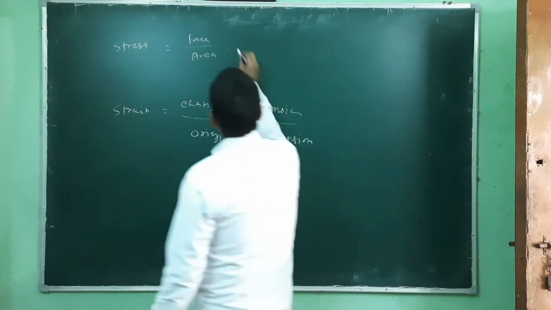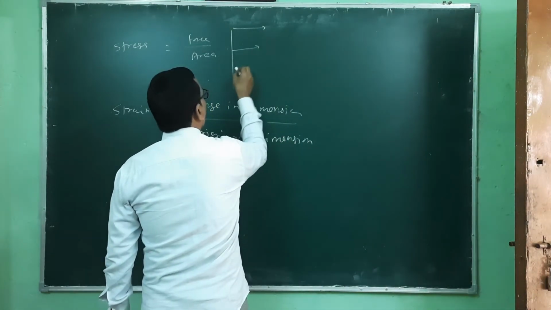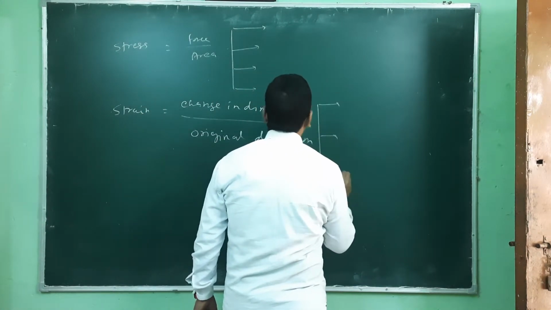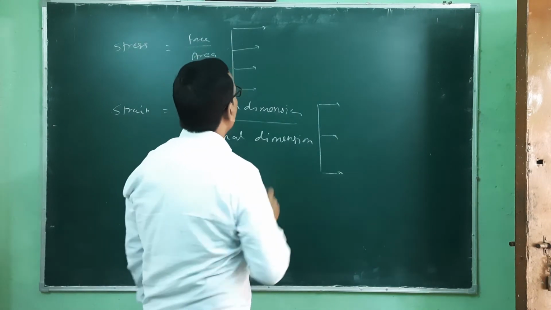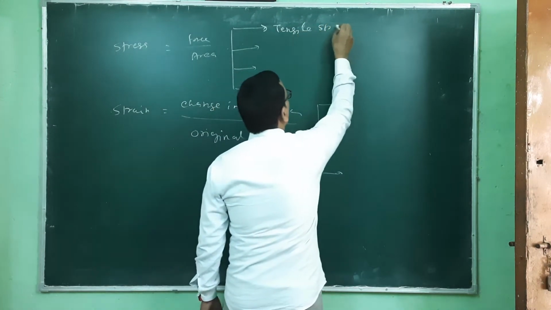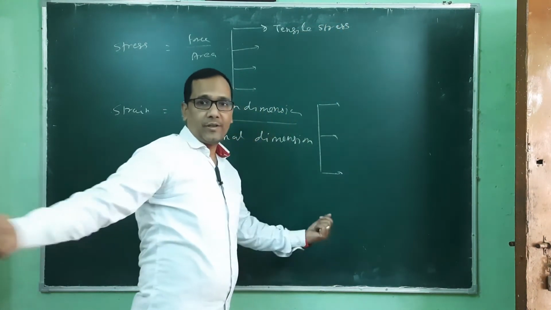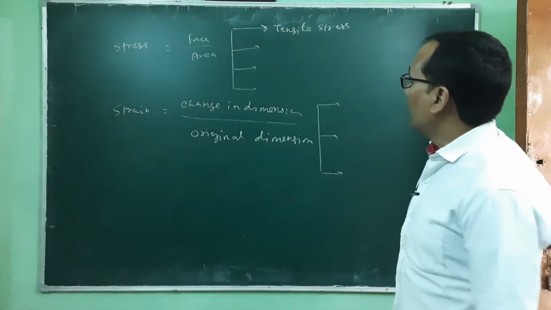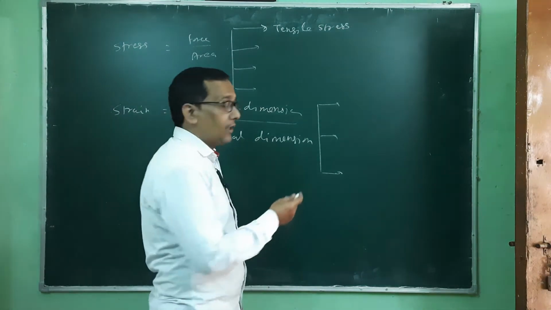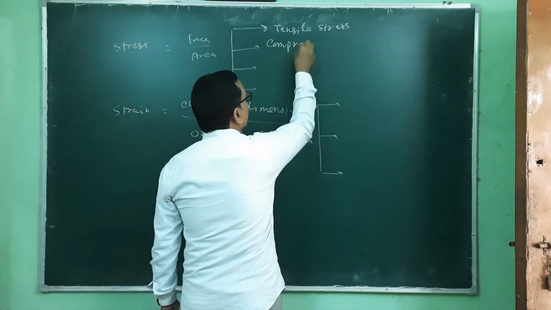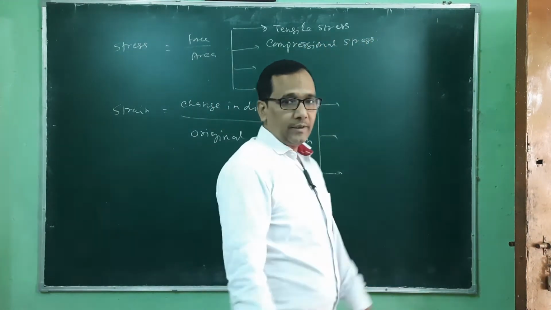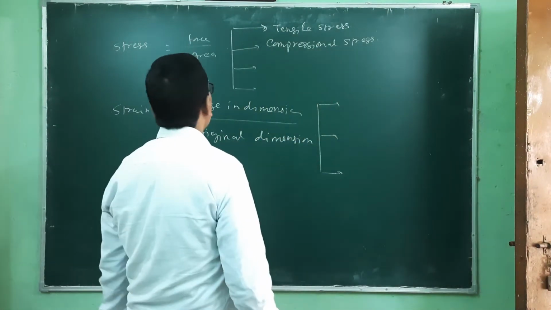And we have classified stress in 3-4 parts, and strain in 3 parts. The first one of the stress is known as tensile stress. When an object is stretched in a particular direction, the force per unit area is known as tensile stress. The second one is compressional stress, which means when we compress the system, the force per unit area is known as the compressional stress.